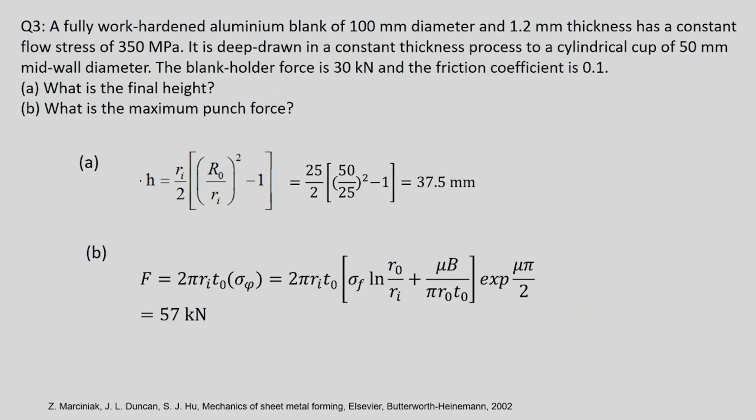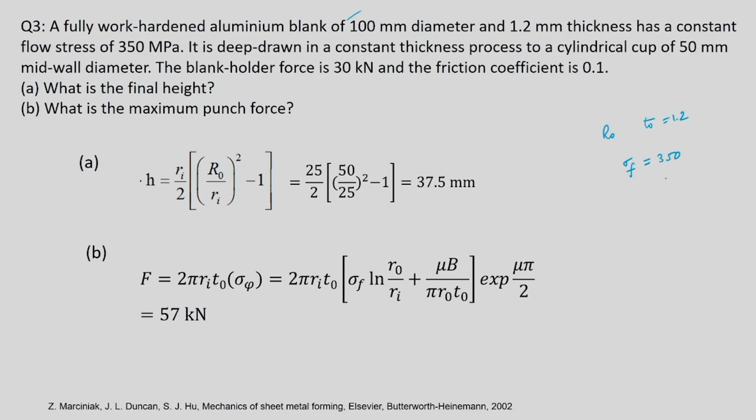So, a fully work hardened aluminum sheet of 100 mm diameter and 1.2 mm thickness has a constant flow stress of 350 MPa. Okay. So, your R naught diameter is given, but R naught anyway you can get. Thickness is also given, which is 1.2. Flow stress is given, let us say take it as sigma f is equal to 350 MPa, constant thickness, so no problem.